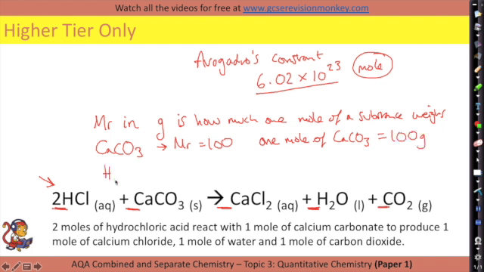Whereas water, we said, has a relative formula mass of 18. So 1 mole of water would weigh 18 grams. Or if we talk about it in terms of the number of particles, we're saying 1 mole, so 6.02 times 10 to the 23 particles of calcium carbonate would weigh 100 grams, or 1 mole, which is 6.02 times 10 to the 23 particles of water, would weigh 18 grams.